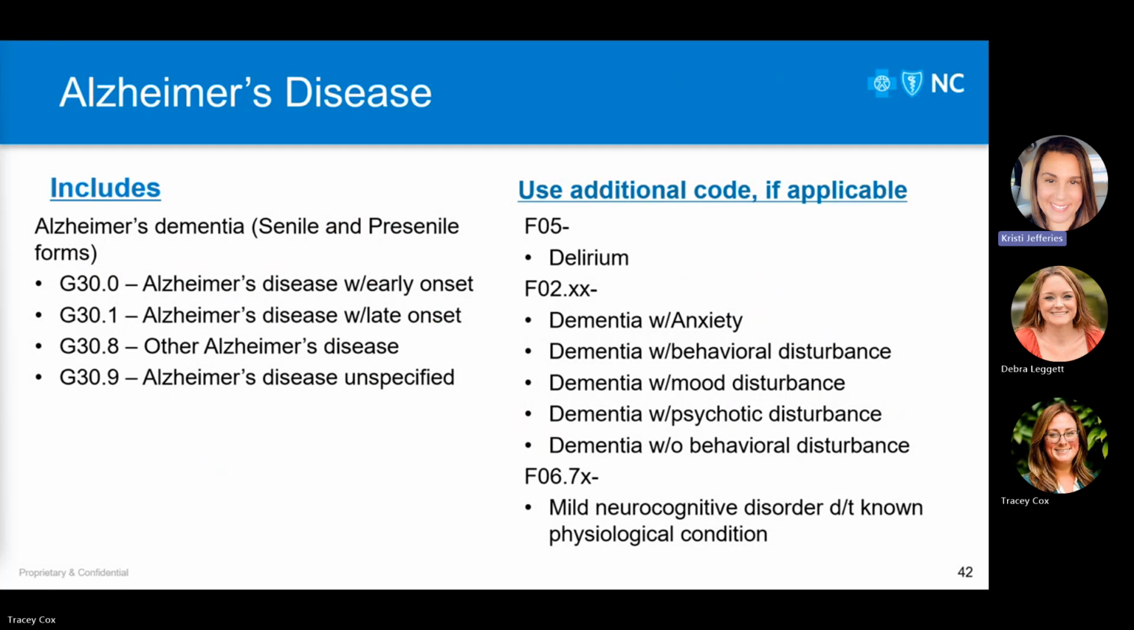The G30 category is used to code Alzheimer's dementia. As always, it is important to code to the highest specificity known. Conditions such as behavioral disturbances, anxiety, and psychosis should also be captured and coded using codes from the F05 and F02 code sets.